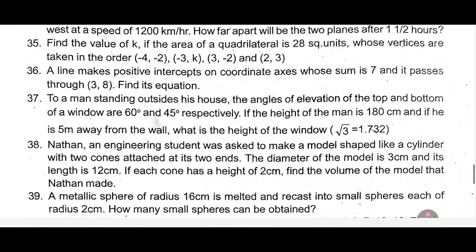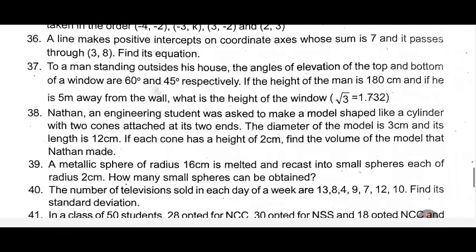36. A line makes positive intercepts on the coordinate axes whose sum is 7, and it passes through (3, 8). Find its equation.